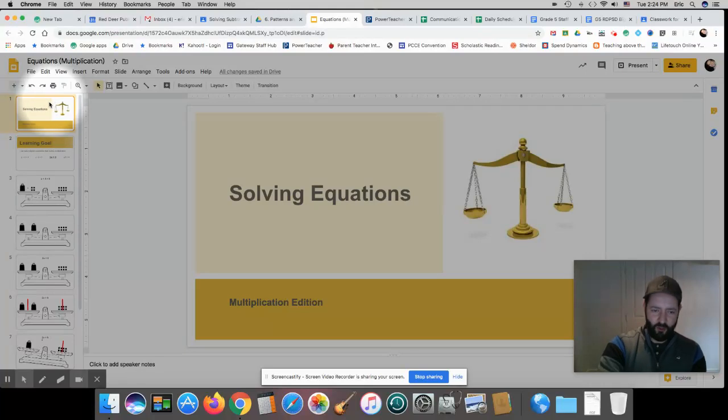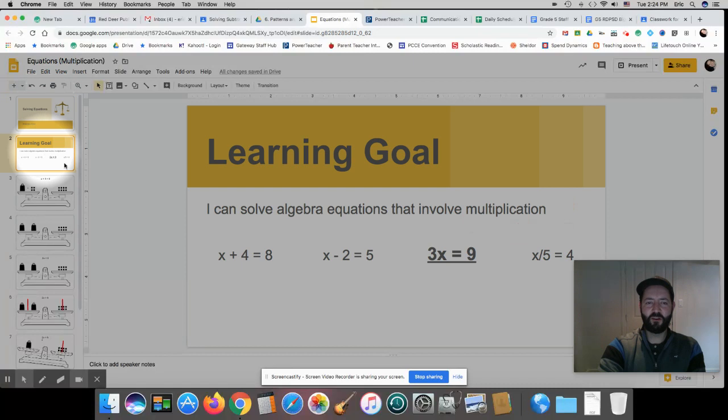Solving equations, multiplication addition. Today, your learning goal is: I can solve algebra equations that involve multiplication. If you tuned into my last two lessons, we learned how to do addition and subtraction style problems. Today we'll focus on multiplication. Questions that look like this: 3x equals 9.